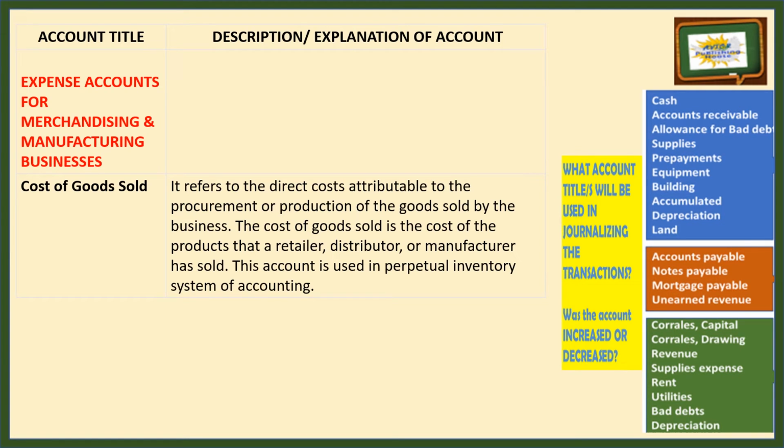Still available for sale at the end of the accounting period. When you talk about perpetual, you do not count the inventory at the end of the period because there is already a ledger card showing how much has been left of the goods purchased. So we'll discuss that more in details in the succeeding discussions.